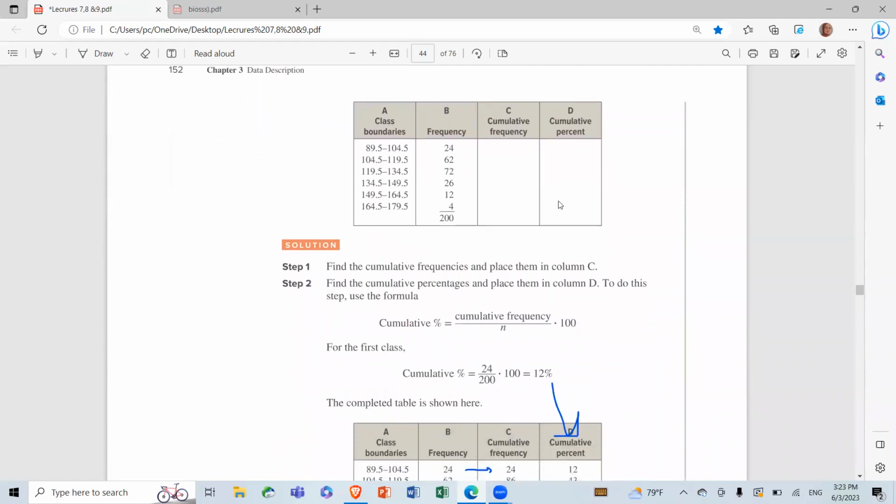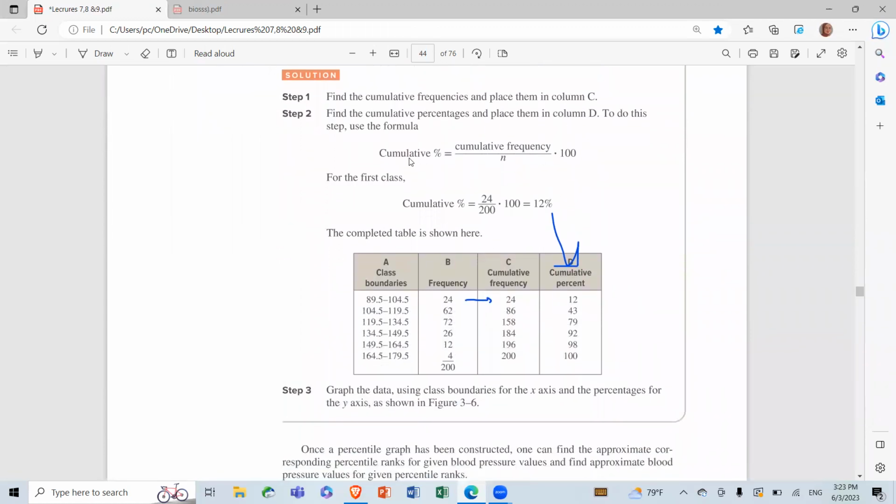We have this table. Step 1: find the cumulative frequencies and place them in column C. We need to calculate columns C and D. Find the cumulative percentages and place them in column D. To do this step, use the formula. We have the class boundaries and the frequencies. We get the cumulative frequency as we studied: first we put 24 here, the same as the first value. Then 24 plus 62 equals 86. 86 plus 72 equals 158. 158 plus 26 equals 184.